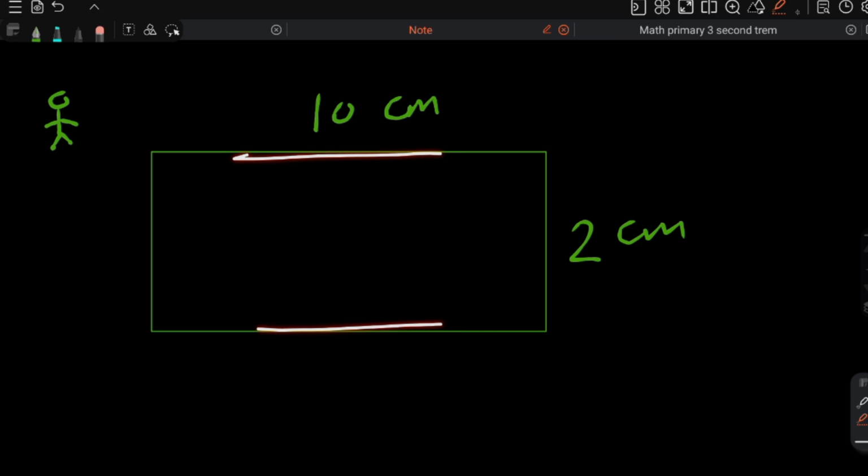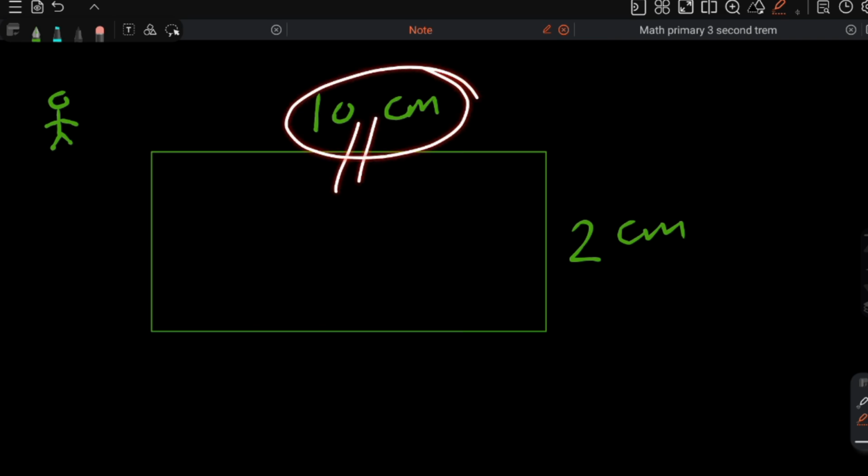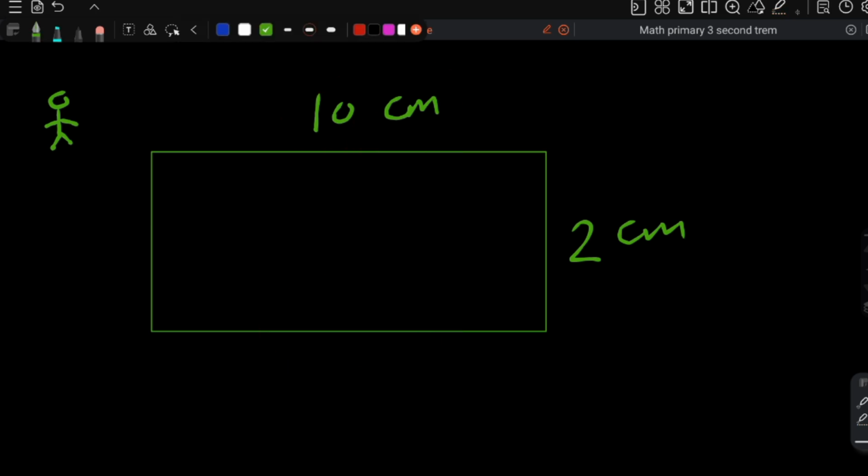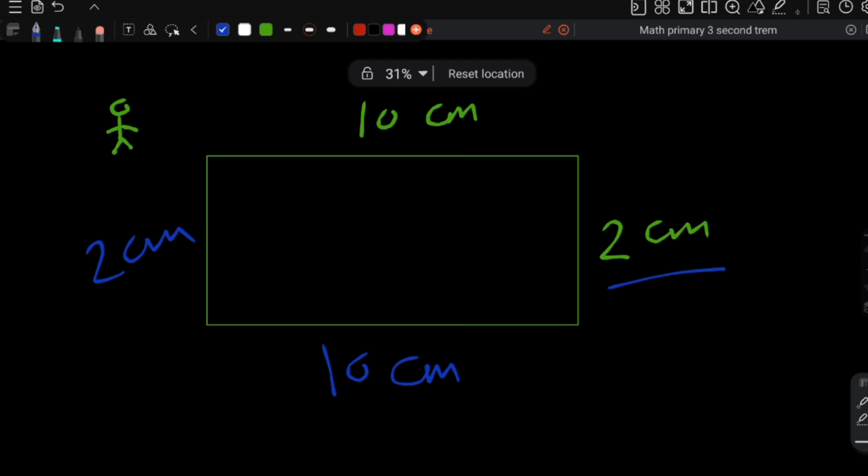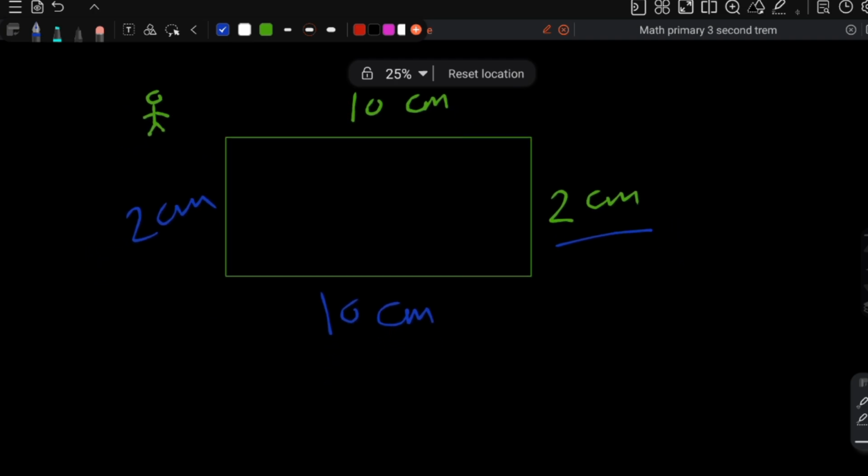This is the meaning of parallel. Each two opposite sides are parallel and equal. This one equals this. So if this one is 10, this side is also 10 centimeters. And the same thing in the second side: this is 2 centimeters, so this one is also 2 centimeters. So this is my rectangle.